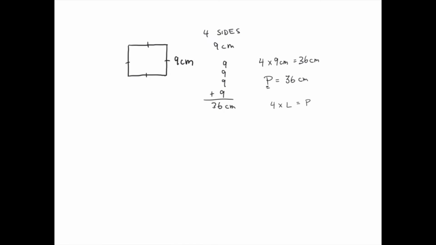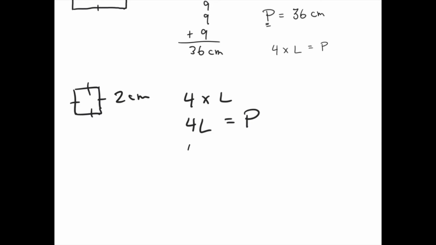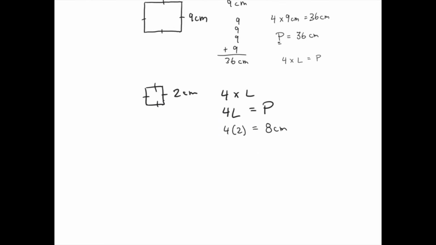So let's do another one. Here's a square. Make this one a little bit smaller. Let's say this is 2 centimeters on that side. Well, my rule is 4 times L, or 4L equals P. 4 sides, 2 centimeters, 4 times 2. So I could swap that 2 in. 4 times 2 equals 8 centimeters. So here's a nice handy little rule. For squares, it's 4 sides times the side length equals the perimeter.